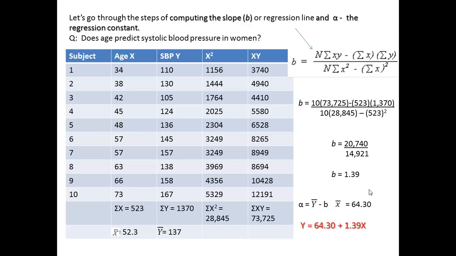Then we compute the regression constant alpha. With the red arrow that you see here, this is where the regression line will cross the y-axis. Now, for any given value of x, in this case any woman's age, we can predict the value of y, or what her systolic blood pressure might be, using this brand new equation that we've generated from our data sample.